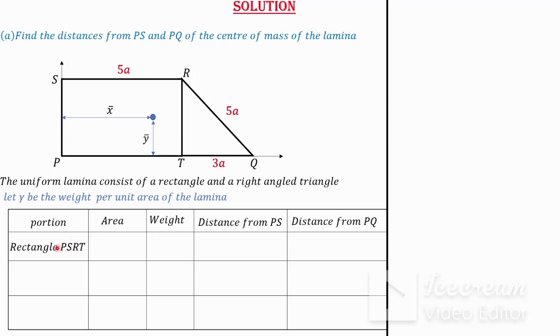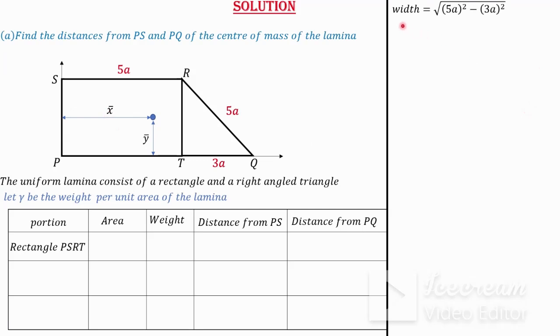The first portion is a rectangle, the rectangle PSRT. We know that the formula to find the area of a rectangle is length times width. We have the length, which is 5A, but we don't have the width. We have to determine the width. How can we determine that width? By simply using the Pythagoras theorem, because we have the base, we have the adjacent side, and we have the hypotenuse. So we can easily get the opposite, which is the width of this rectangle.